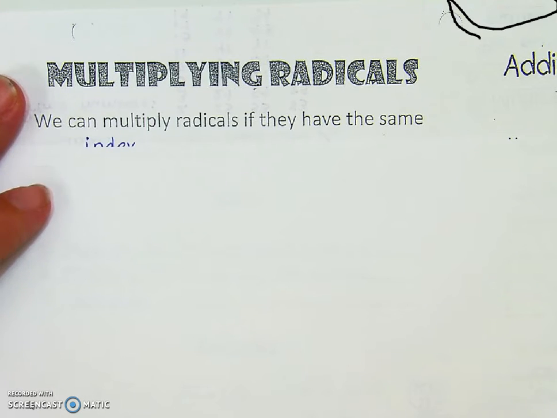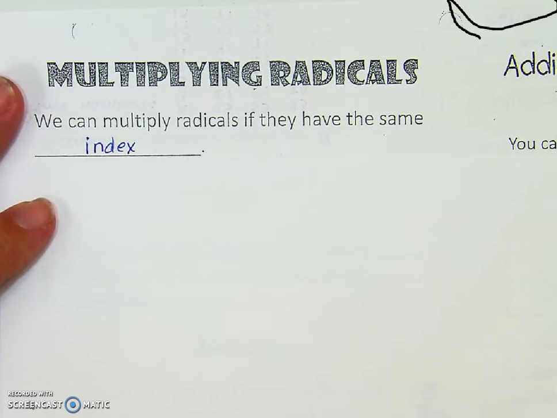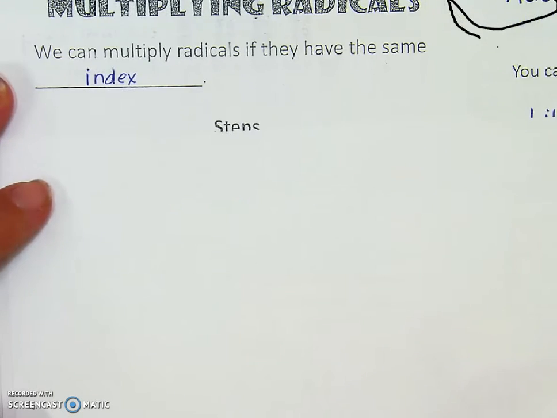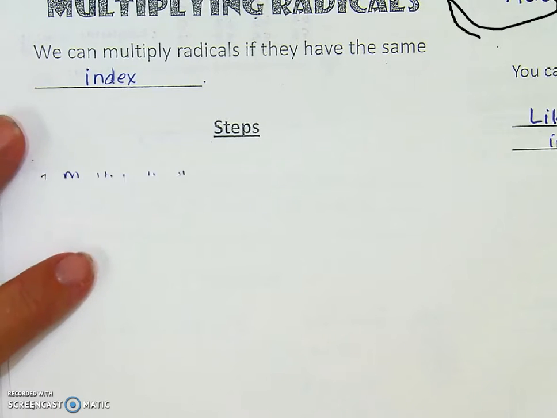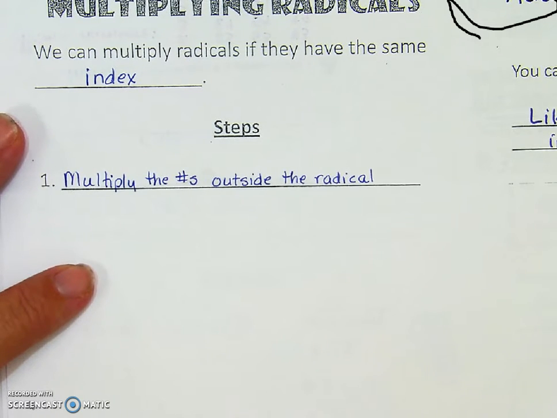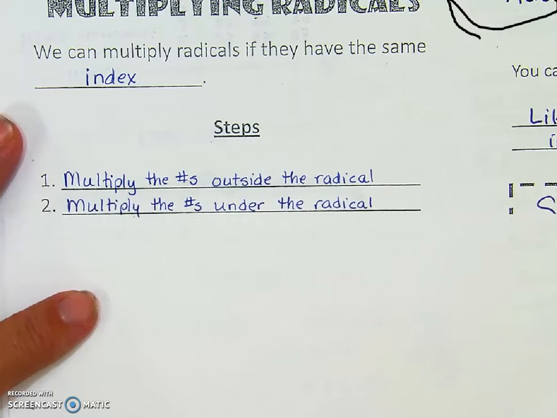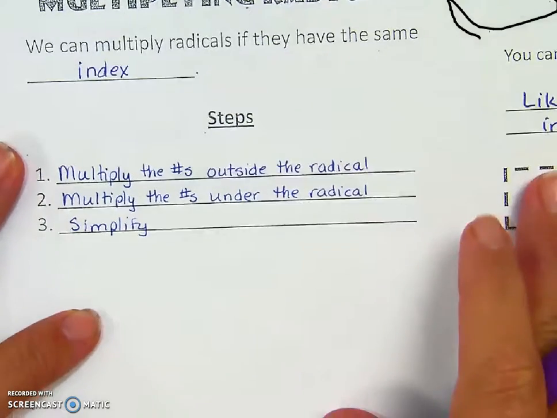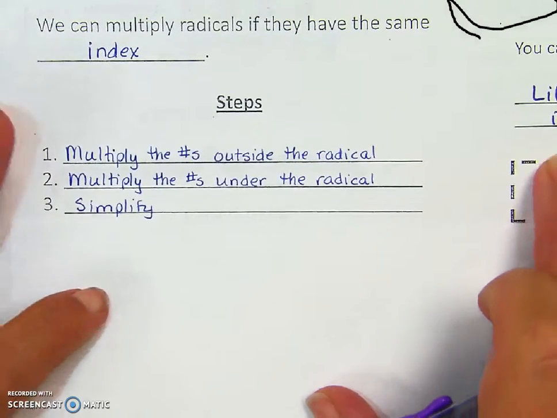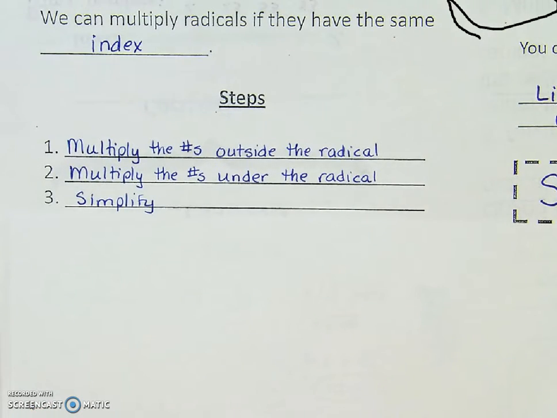So we can multiply radicals if they have the same index. Okay? And then we have the steps to multiplying radicals. The first step is to multiply the numbers on the outside, and then multiply the numbers under the radical, and then simplify, which we've already talked about simplifying. So I'm going to give you about 30 seconds to write those notes down, and I'm going to work through examples.